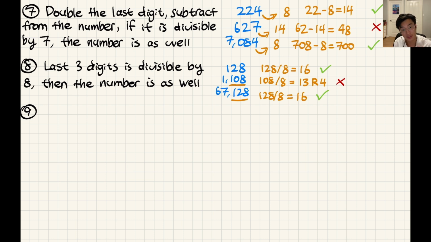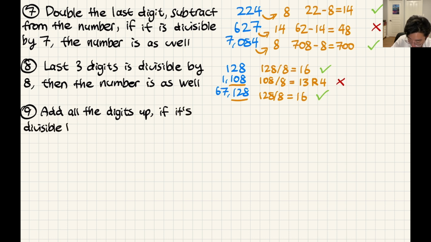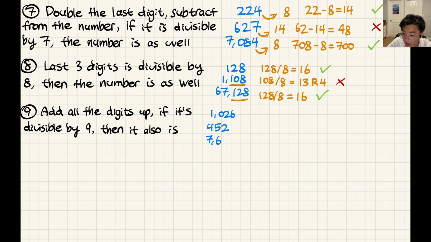This is similar to the 3 one. Right? So we add digits up. If it's divisible by 9, then it also is. Right? So this is similar to 3, like I said. Let's take the example 1026, 452, and then 7,686. Right? So we just add the digits up. So we got 1 plus 0 plus 2 plus 6. That gets us 9. That's divisible by 9.